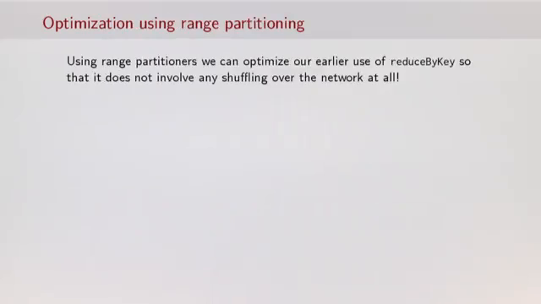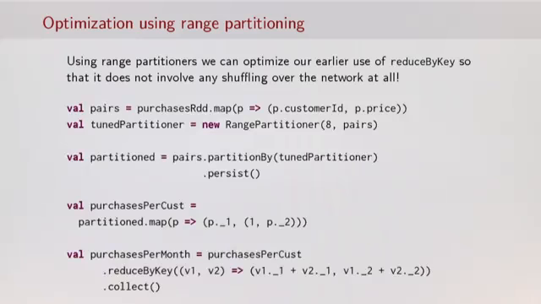Let's return back to this group by key versus reduce by key example that we saw in previous sessions. When we left off with this example, we were pretty happy with the 3x performance boost from using reduce by key instead of group by key. However, we can still do better than that. You might not believe it, but we can use range partitioners and we can optimize our earlier use of reduce by key so it doesn't even have to involve shuffling over the network at all. Here's how we do it.